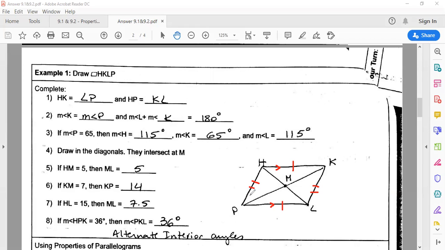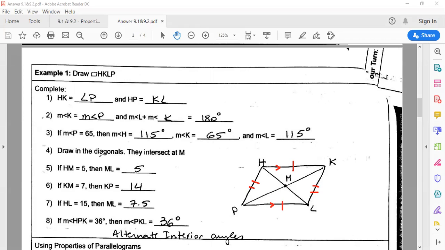Now, angle P is 65, which makes angle K also 65 because opposite angles are congruent. And the measure of angle L, well, K is 65. So K and L are consecutive angles, which means they're supplementary. So 180 minus 65 gives you 115 for L. Or you can use the idea that you already know angle H is 115, so L is also 115.